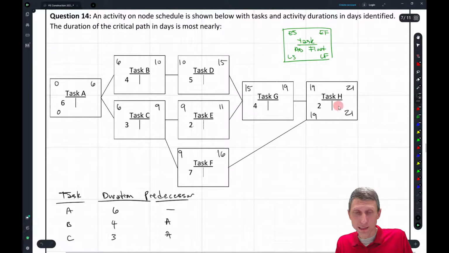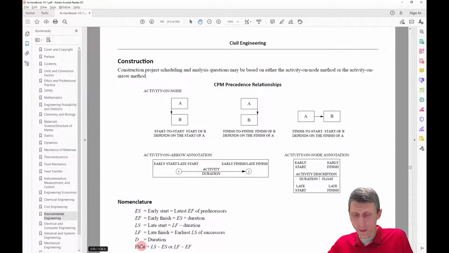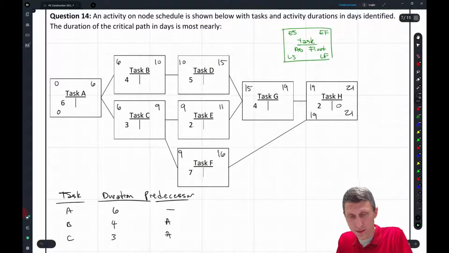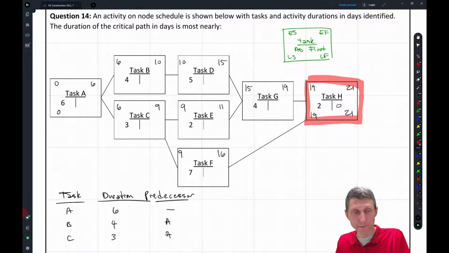And what's this other value here? This other value here is going to be our float. And if we come back to our diagrams here, the float is going to be the late start minus the early start, or the late finish minus the early finish. So let's take a look at that and see what that looks like. So the float is going to be, for this case, 0. And when we see that, that's going to be part of the critical path. So anything that has a 0 float is going to be part of our critical path.